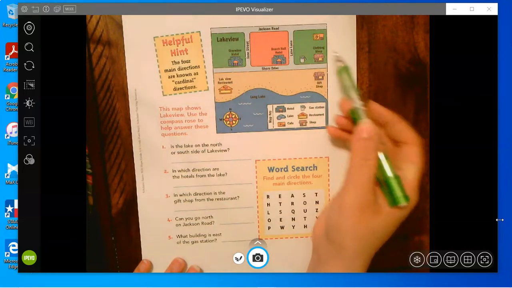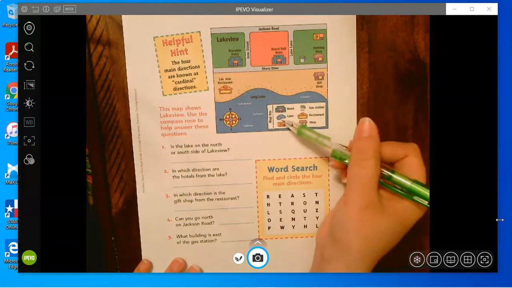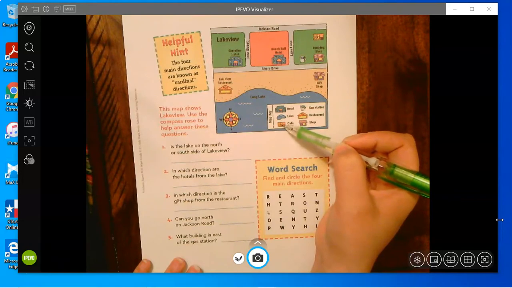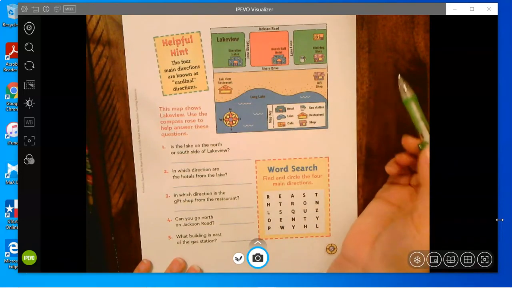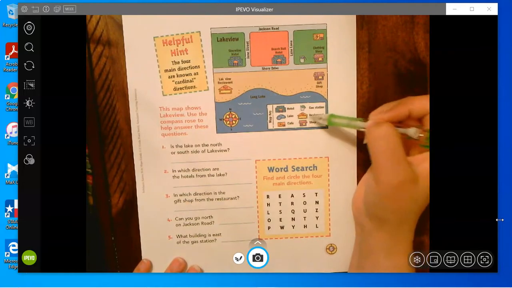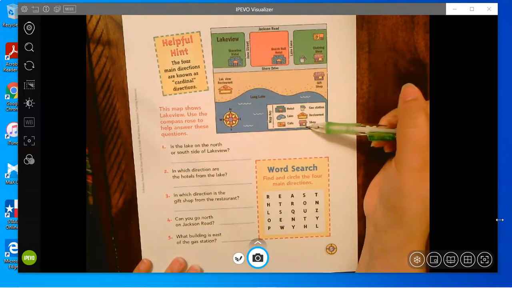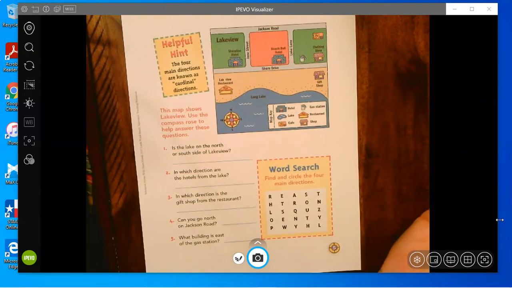So I have a hotel. So anything that looks like this is a hotel, the lake is the blue. This one that has a little cup is the cafe. If it's a little gas pump, that's a gas station. A little house with a fork and spoon is a restaurant. And then whatever picture looks like this is a shop. Okay, so remember, map key or legend tells us what's on our map.